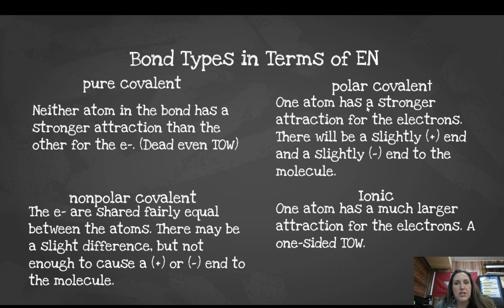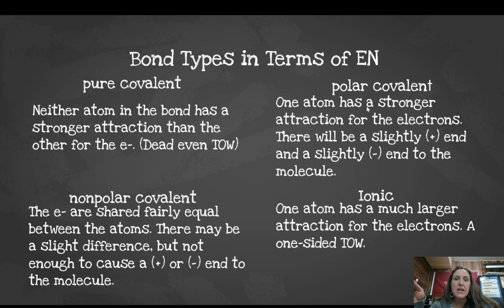All right, so here are definitions. Pure covalent, neither atom in the bond has a strong attraction over the other for electrons. So if we're doing the tug of war analogy, this is where both teams are pulling evenly and the little bandana in the middle doesn't move. Okay, nonpolar is the electrons are shared fairly equally. There might be a slight difference. So like maybe one team might be pulling it a little bit closer to their side, but not enough to win the game of tug of war, right?